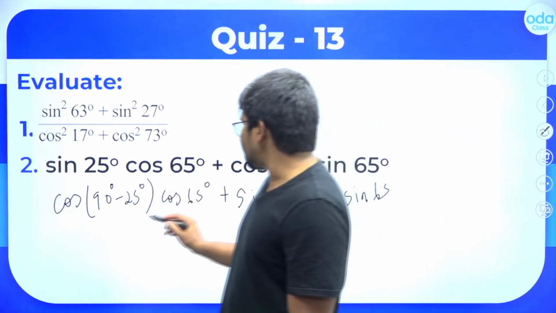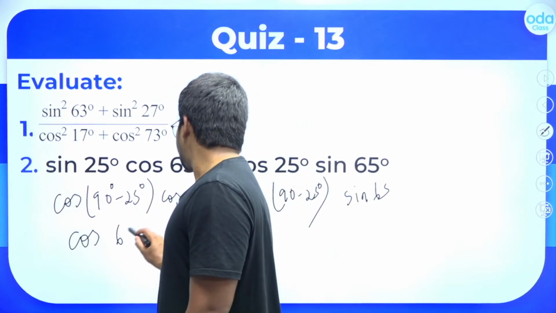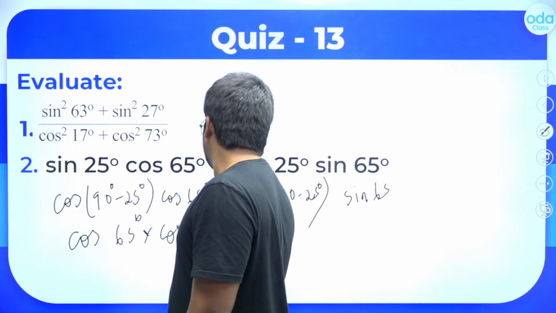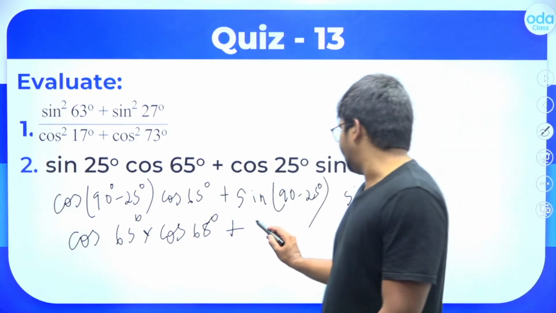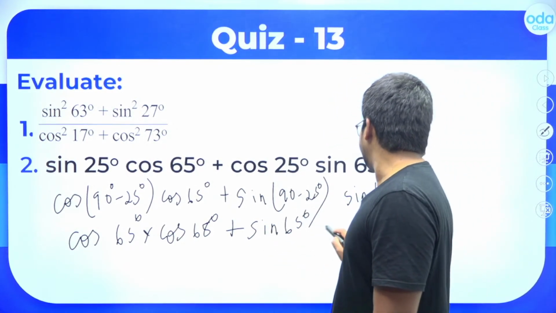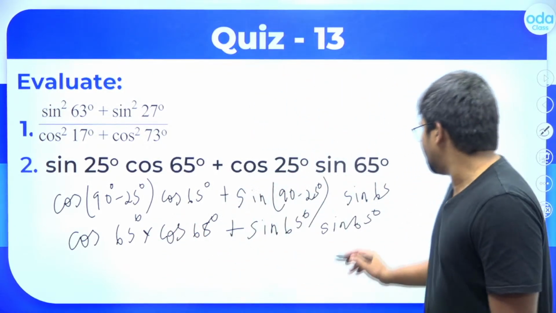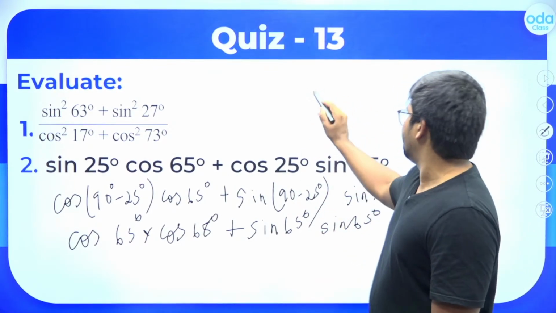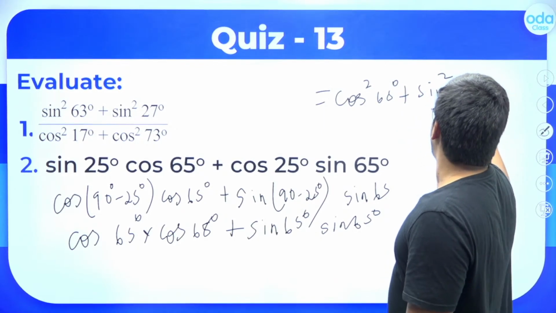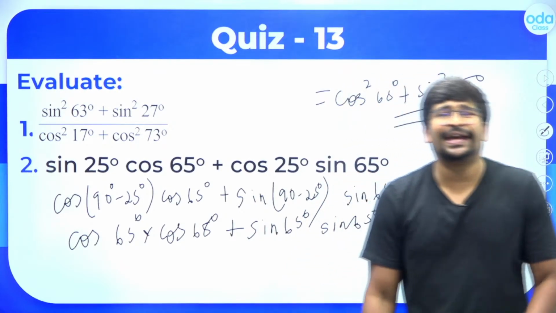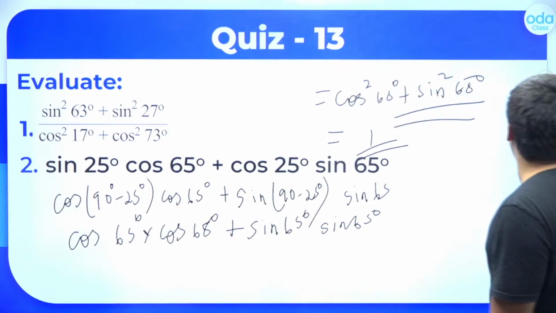Okay, so you know that cos 90 minus 25 is cos of 65 degree, right? So you'll get cos of 65 degree into cos of 65 degree plus sine of 65 degree into sine of 65 degree. So what do you get from this? This is cos square 65 degree plus sine square 65 degree. That is what you have, right? Do you see a cos square A plus sine square A? It has to be 1, right? So the final answer has to be 1 here. This is the final answer.